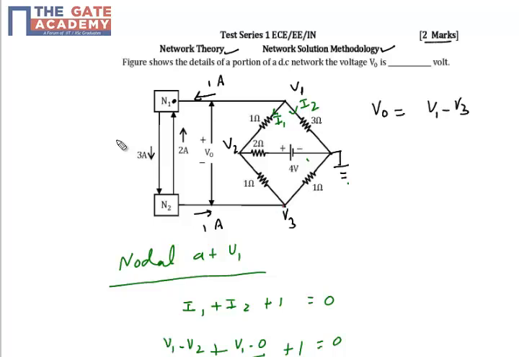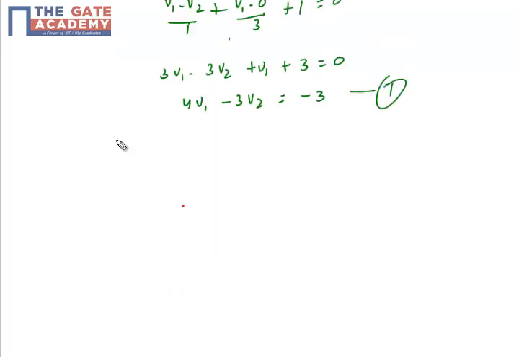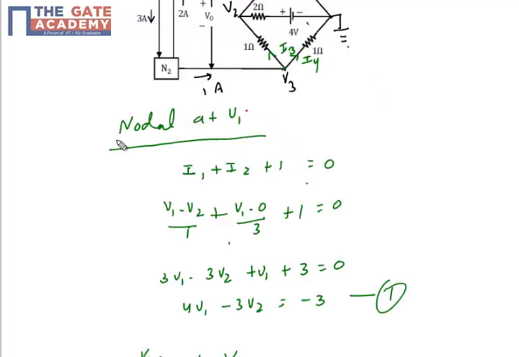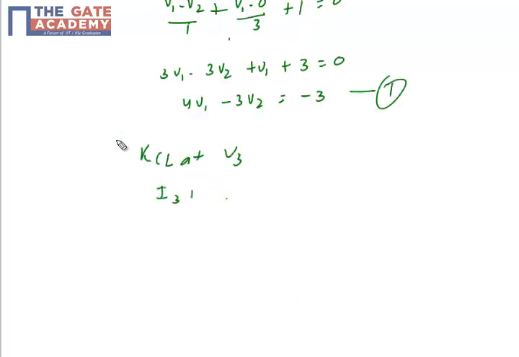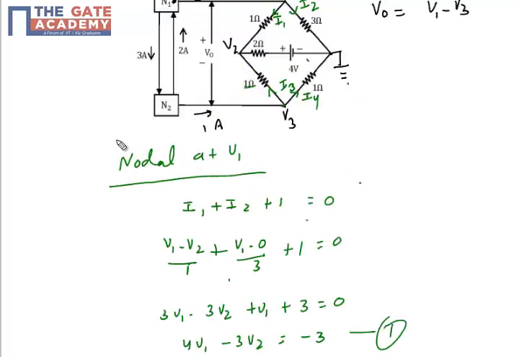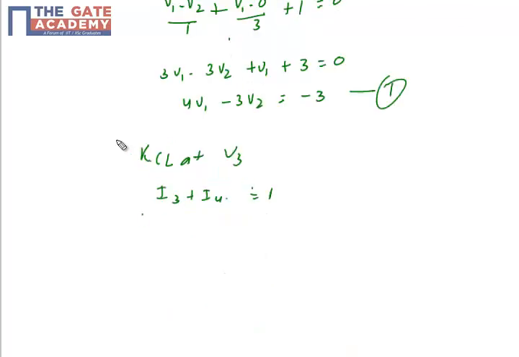Now similarly, let's apply nodal at node V3. Assume this current as I3 and this as I4. Apply KCL at V3. Incoming current is 1, outgoing currents are I3 and I4. So I3 plus I4 is equal to 1. What is I3? (V3 minus V2) upon 1, and (V3 minus 0) upon 1. So (V3 minus V2) upon 1 plus (V3 minus 0) upon 1 is equal to 1. That is 2V3 minus V2 is equal to 1. This is my equation number 2.